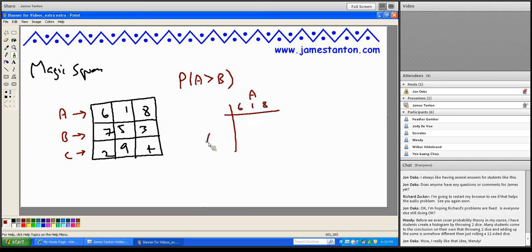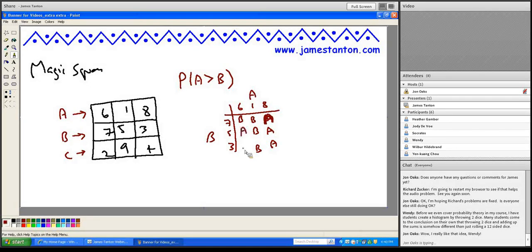So let's actually work this out. I'm going to list all the possibilities. Here's all the options Albert could have chosen. He could choose a 6, a 1, or an 8. And Bilbert could choose either a 7, a 5, or a 3. In this case, if Bilbert chose a 7 and Albert chooses a 6, Bilbert wins. In fact, whenever Bilbert chooses a 7, he wins, but over here, Albert could choose an 8. If Albert chooses an 8, he's guaranteed to win. So he'll win in those three cases.